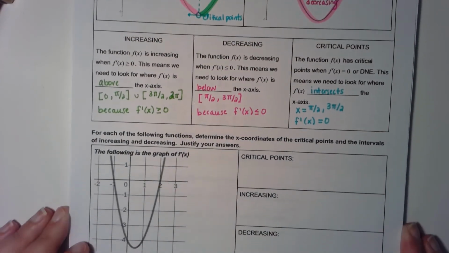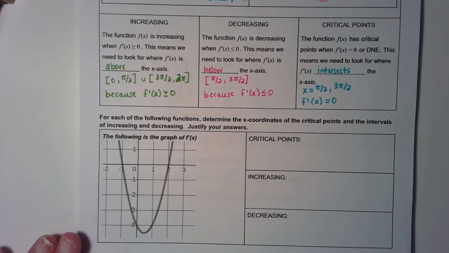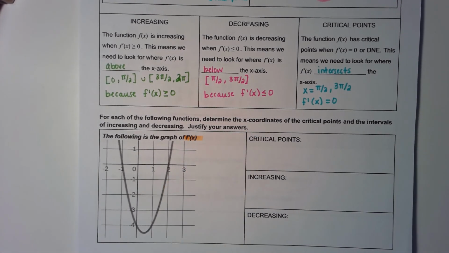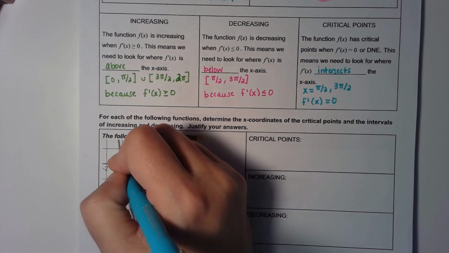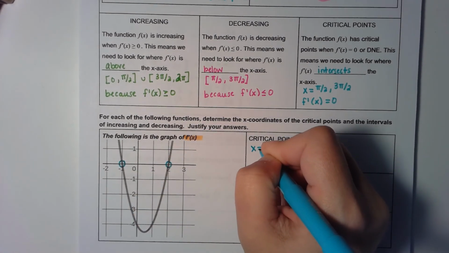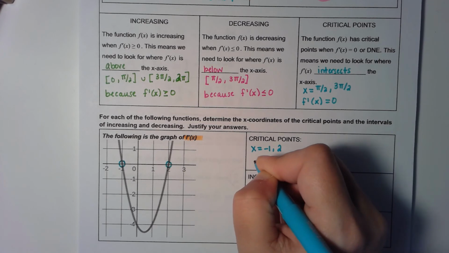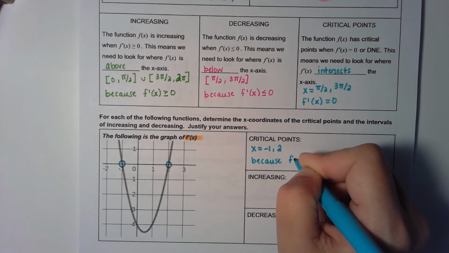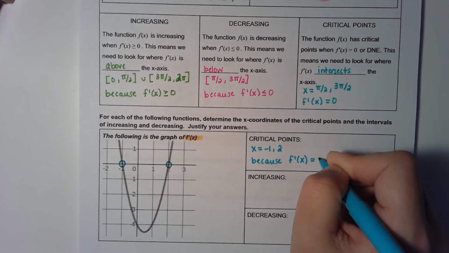Now, here's what's going to happen. We are going to give you graphs of the derivative. So it's really important to read the instructions here. This is the graph of f prime. This is not the original, this is the derivative. And we're going to say, find the critical points, find the increasing, find the decreasing. Critical points are going to be the x-intercepts. So on this graph, it's going to be here and here, which means we would say x equals -1 or +2, and we would say because the derivative, which is what we're looking at here, is equal to 0.